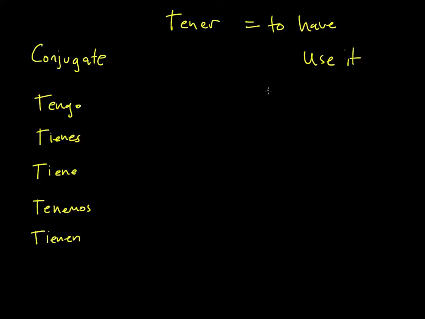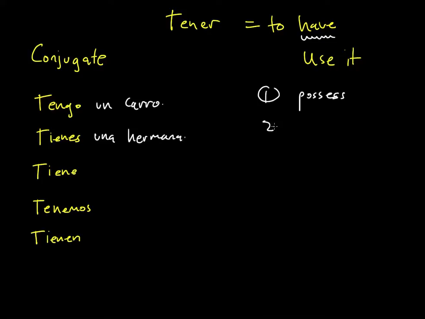The first use is to express what we possess, okay, which essentially means what we have. So for example, I have un carro. So tengo un carro, I have a car. That is what I possess. Another example of what we possess could be, for example, maybe you have a sister. So tienes una hermana. Okay, so those are two examples of possession or what we possess.